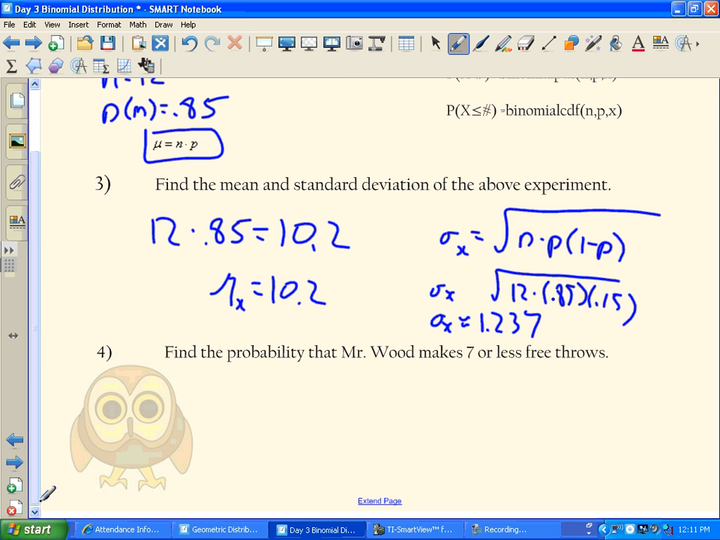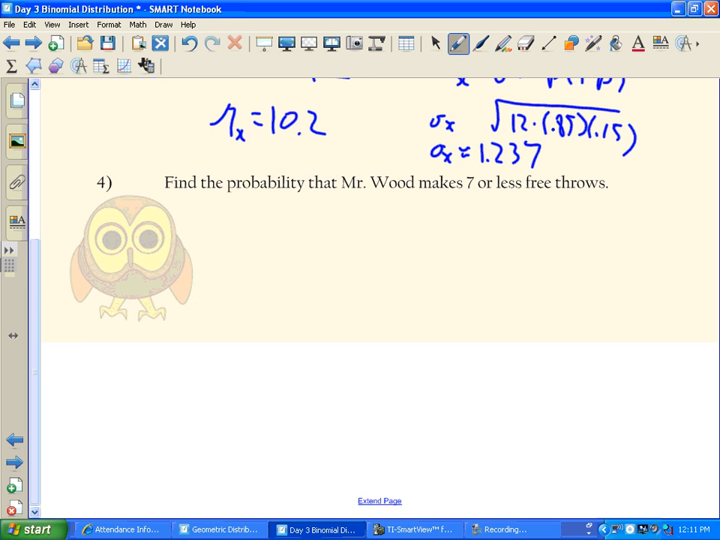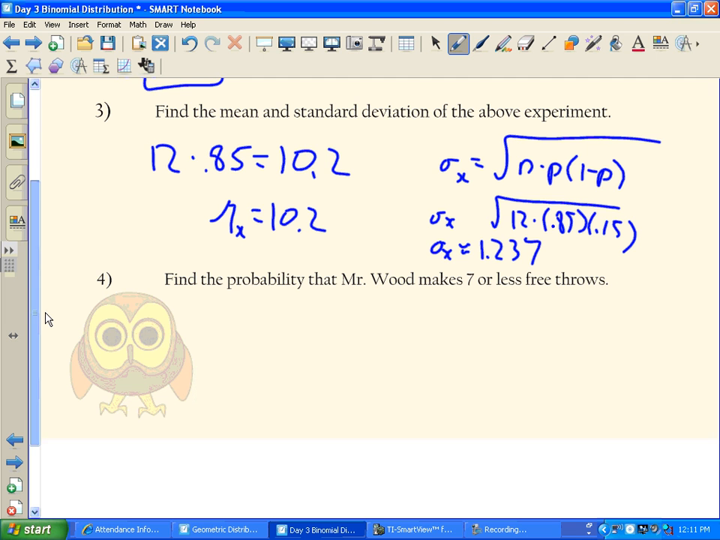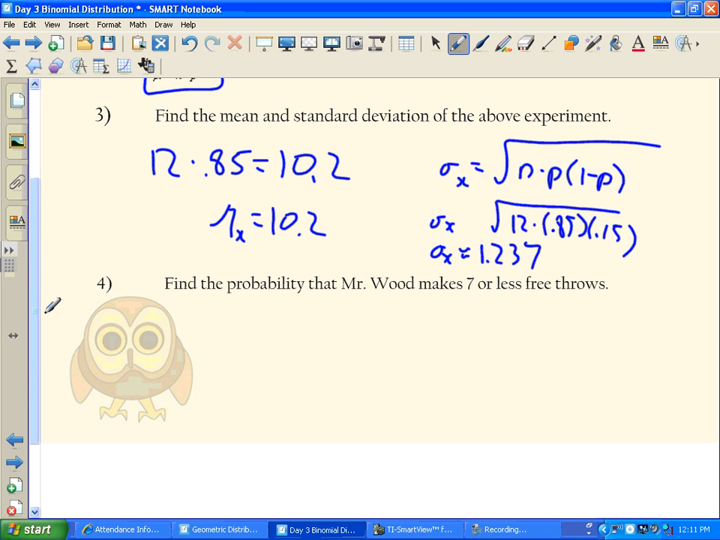Number 4, find the probability that Mr. Wood makes 7 or less. When I say 7 or less, that's the hard thing for students. What is it asking? Can I count the 7 or not? Is it acceptable here for me to count the 7? Yes. So including, that's up to and including. Hopefully you guys are realizing that that's the probability that x is less than or equal to 7.